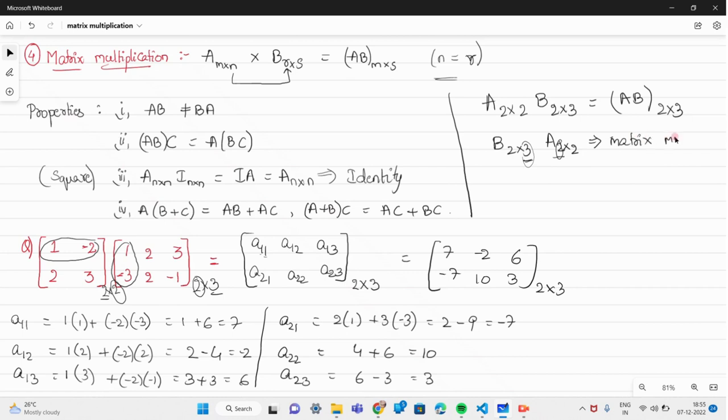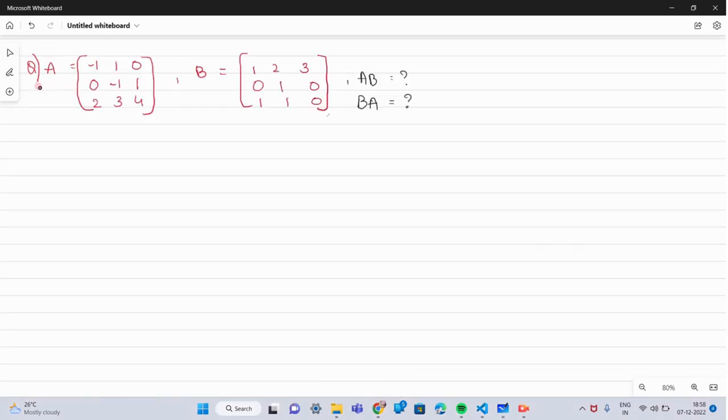Matrix multiplication doesn't follow. Okay. Here two matrices are given and we need to find out AB and BA.